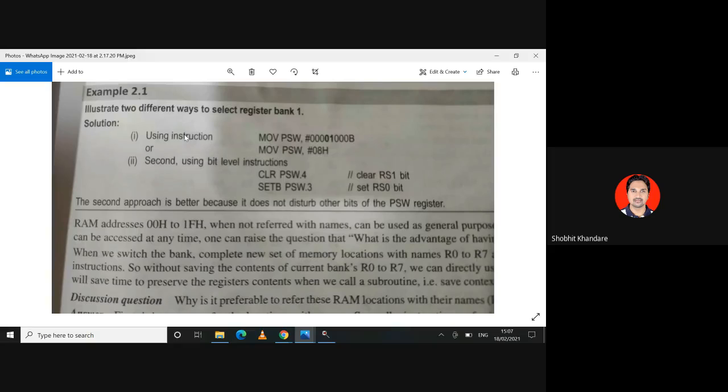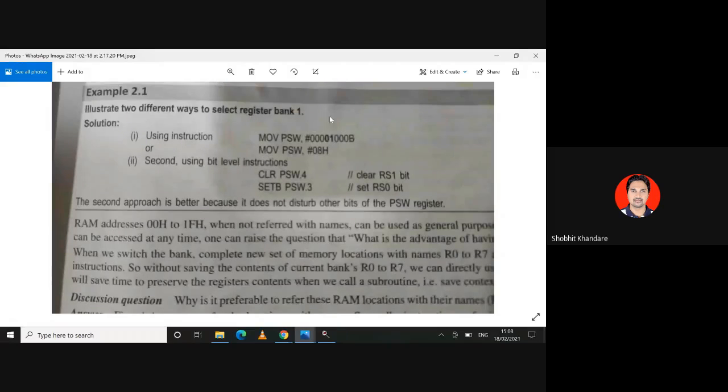Now when you are using the instruction, you have to use this instruction. I understand that we haven't started with the instruction set and addressing modes, but I will try to explain this. Here, using an instruction, I can use either this first instruction or this instruction. Now my question is whether your PSW is bit addressable or byte addressable. Bit addressable.